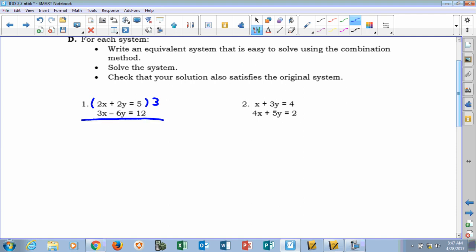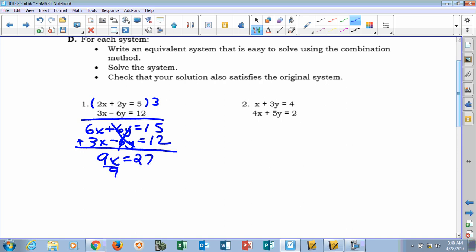So if we change the top, multiply every term by 3. That should be 6x plus 6y equals 15. And then I have 3x minus 6y equals 12. We'll copy the second one. Am I adding or subtracting? Adding, because we have the same number, different sign. So the y's become 0. What's 6 plus 3? 9, so 9x. And 15 plus 12 is 27. When I divide by 9, x is 3.